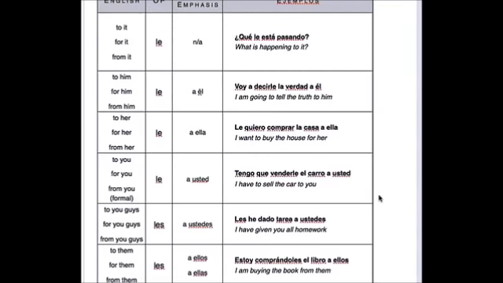We have used le before, right? ¿Cómo se dice Pedro likes the house? A Pedro le gusta la casa. Right? Remember we used le before. ¿Cómo se dice he likes the house? A él le gusta la casa with emphasis, without emphasis, le gusta la casa, right?